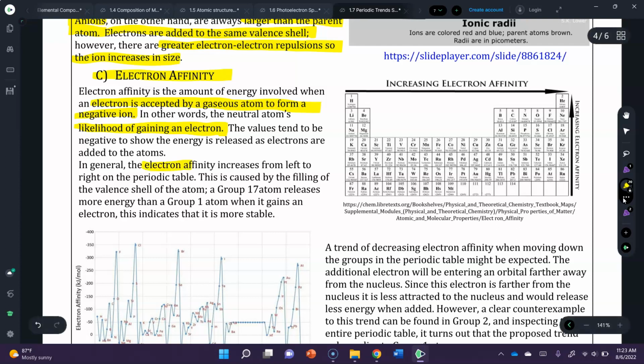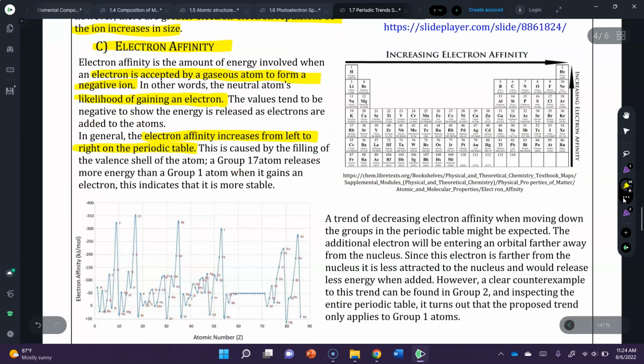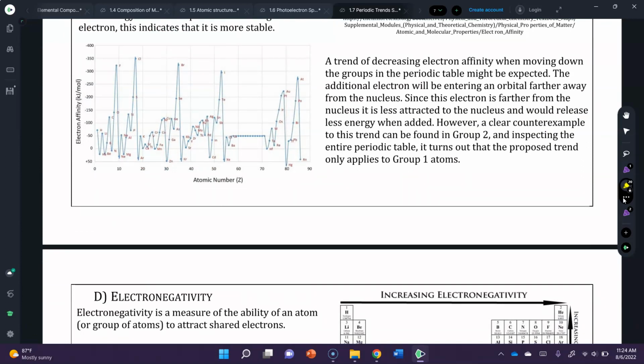In general, electron affinity increases left to right on the periodic table. This is caused by filling of the shell of atoms. Group 17 atoms release more energy than group 1 atoms when they gain an electron. This indicates that it's more stable. A trend of decreasing electron affinity when moving down a group in the periodic table is expected. The additional electron will be entering an orbital further away from the nucleus. Since this is further from the nucleus, it is less attracted to the nucleus and releases less energy, so lower Coulombic force.